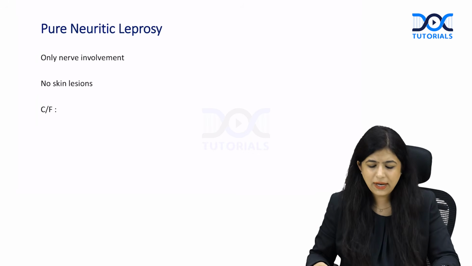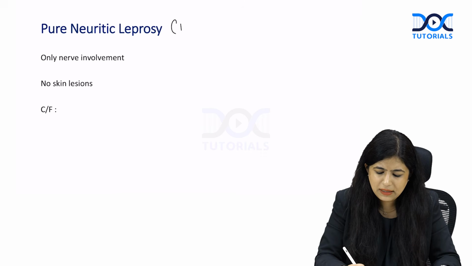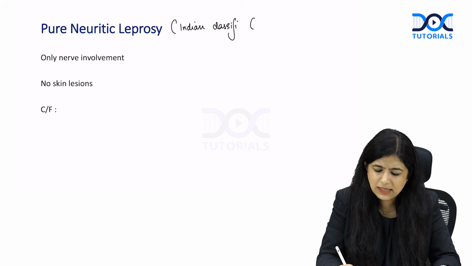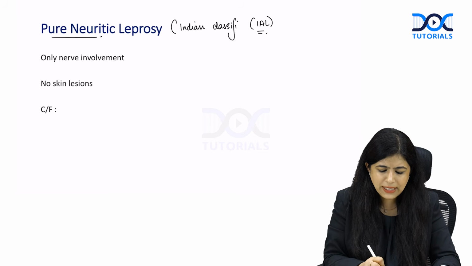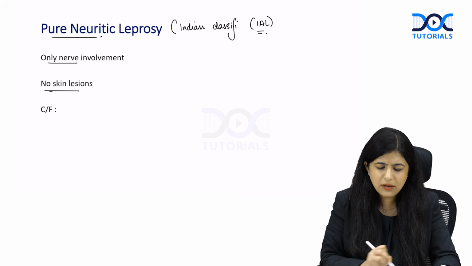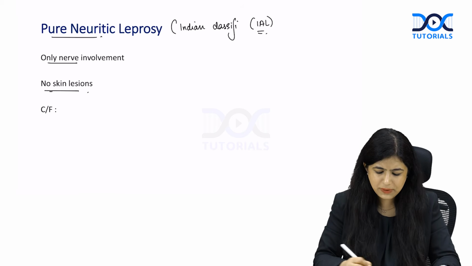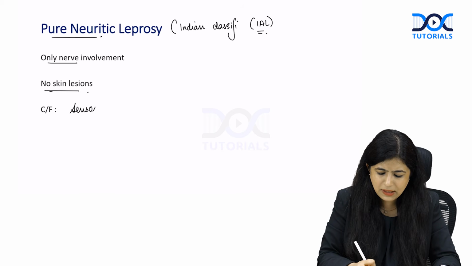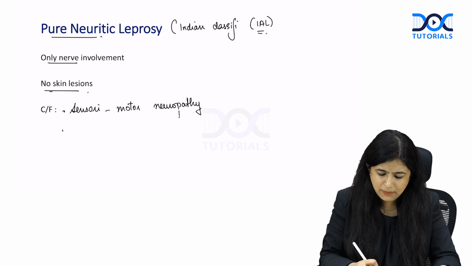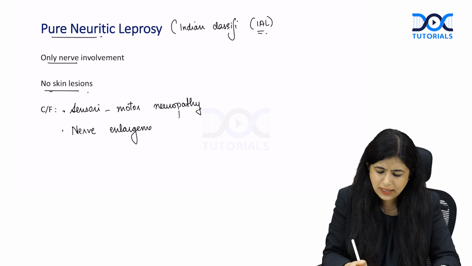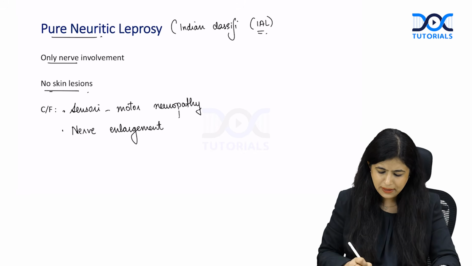Another variant, pure neuritic leprosy. This is a part of the Indian classification. So remember, this is a part of the IAL classification. This is not seen in the Ridley-Jopling classification. The term pure neuritic means only nerve involvement. There are no skin lesions. So how does the patient present? Patient presents with sensory or a motor neuropathy in the area of the nerve involvement. And when you examine, you find nerve enlargement. So that's how a patient of pure neuritic leprosy presents.